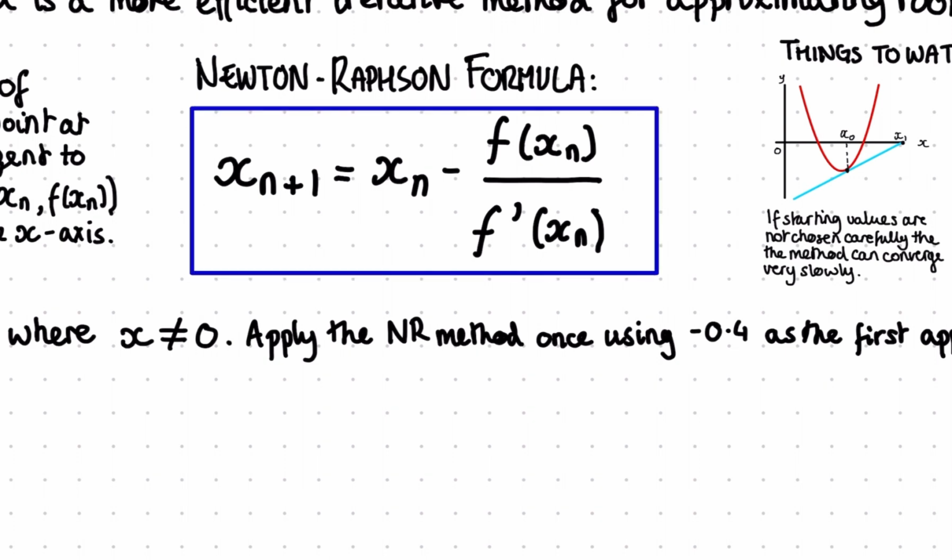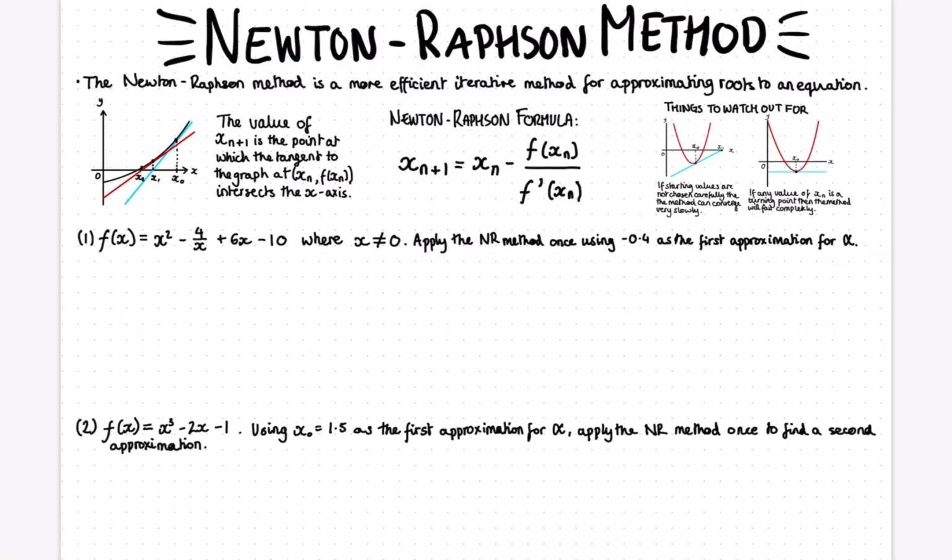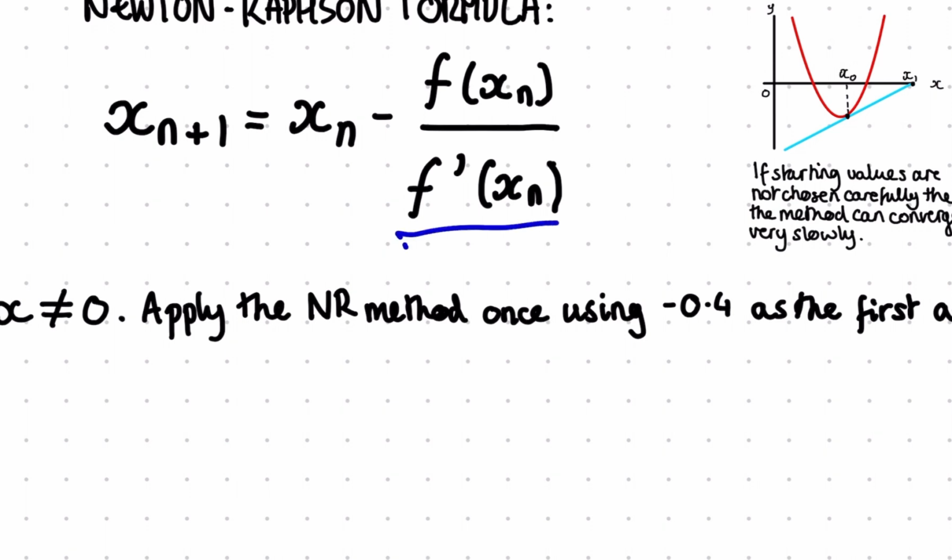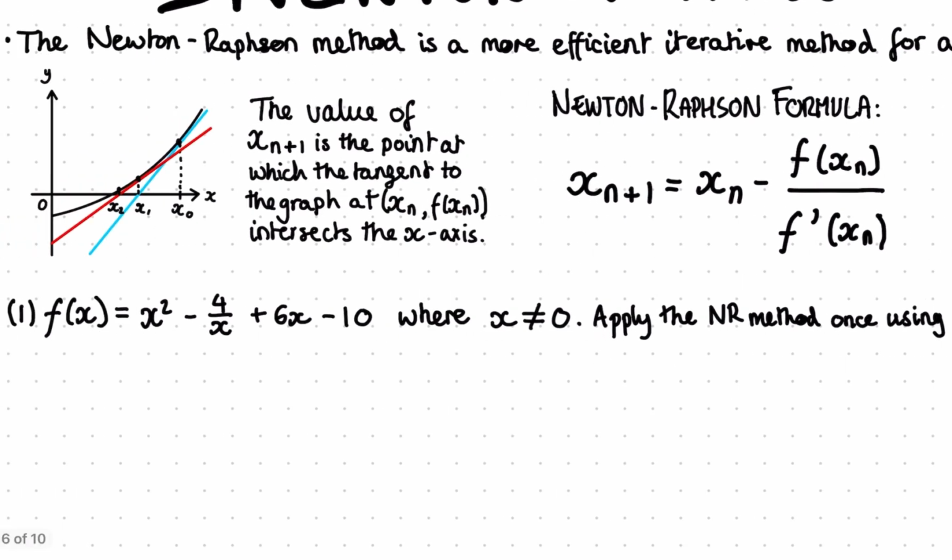x_{n+1} is equal to x_n minus f(x_n) over the derivative f'(x_n). So you need to understand how to differentiate in order to do this method. However, that is one of the topics that I'll be covering soon in some upcoming videos, and additionally you should have been doing that in your A-level course anyway.